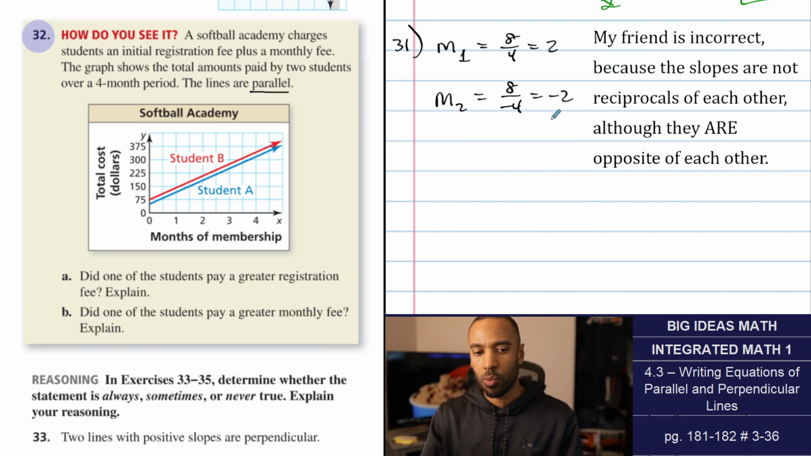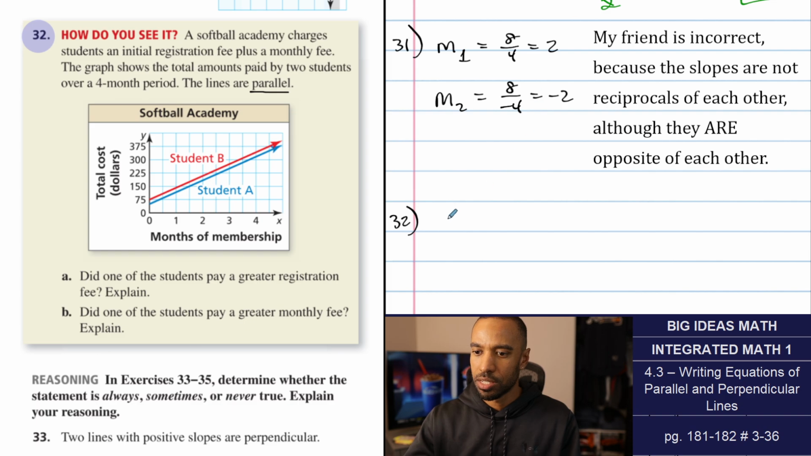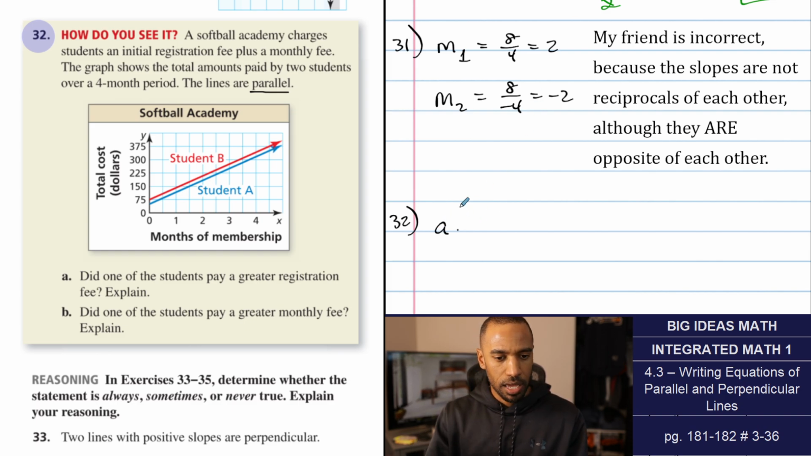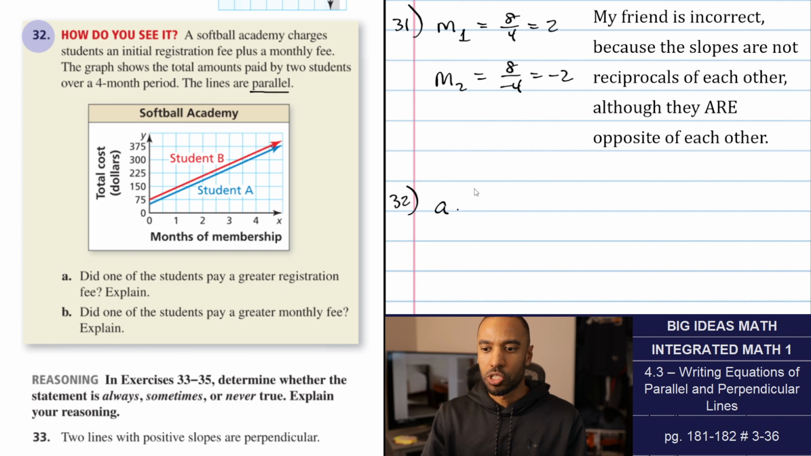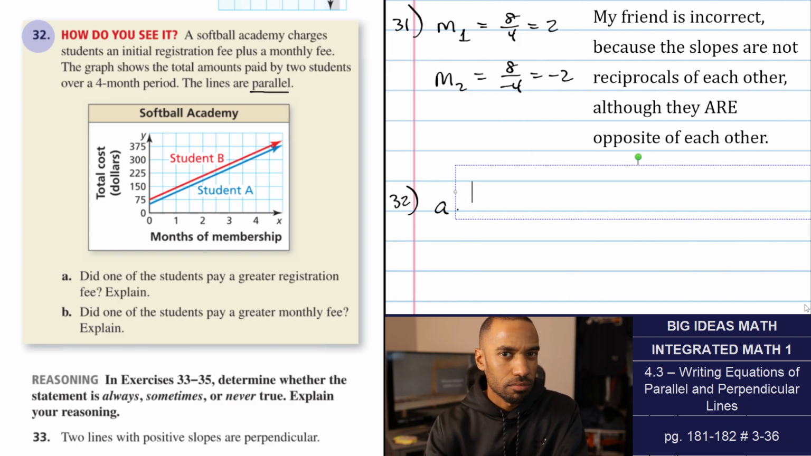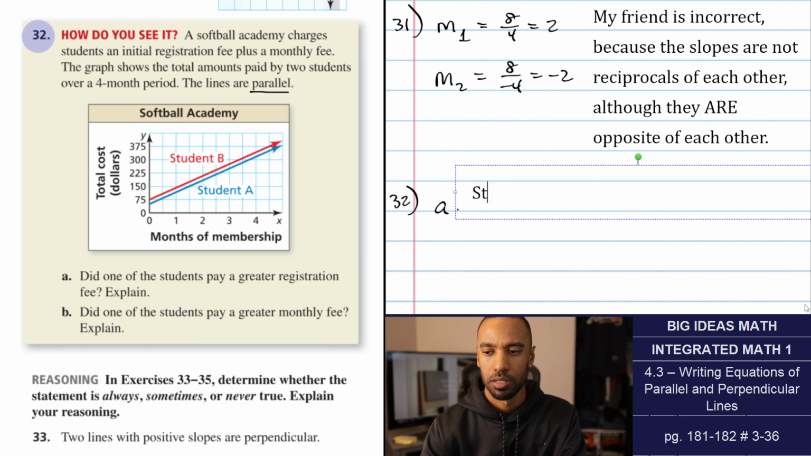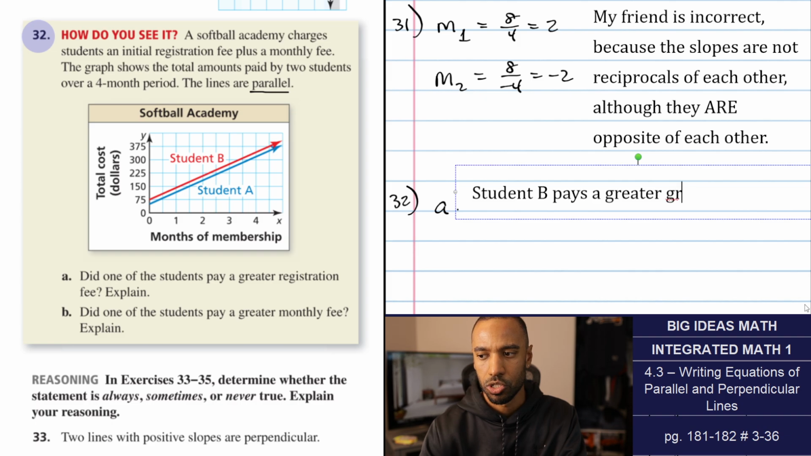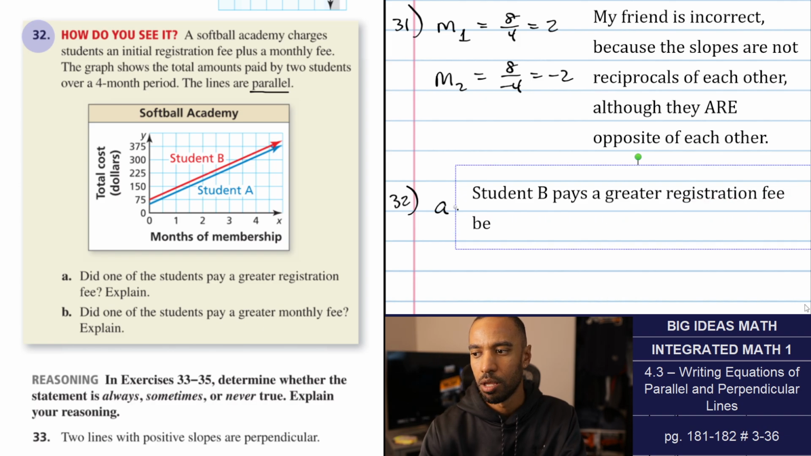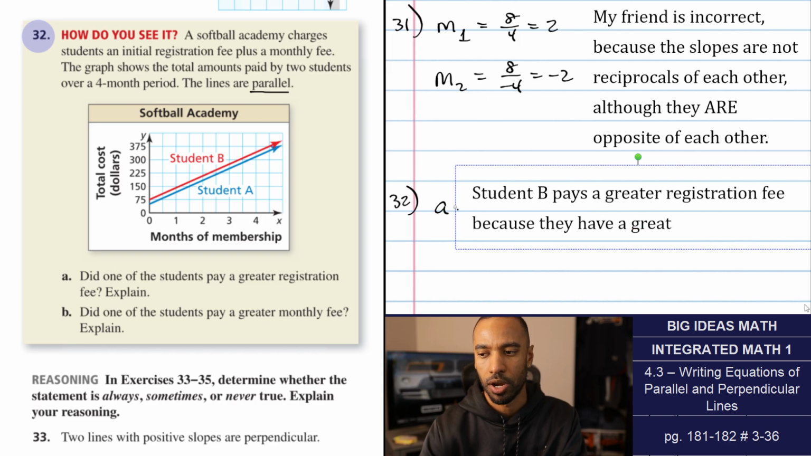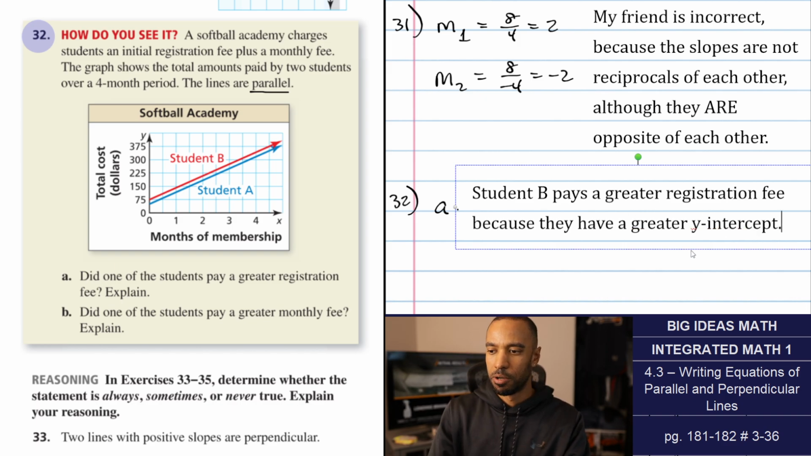Part A, did one of the students pay a greater registration fee? Explain. So number 32, part A: student B is paying a greater registration fee. Their y-intercept is higher, greater, larger. Pays a greater registration fee. What did I spell wrong? Registration fee. Because they have a greater y-intercept.